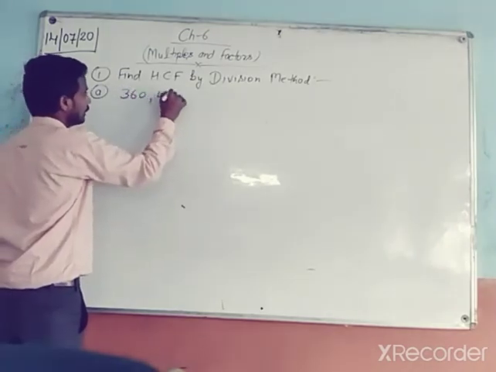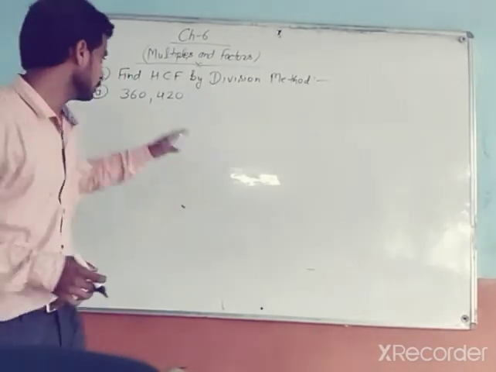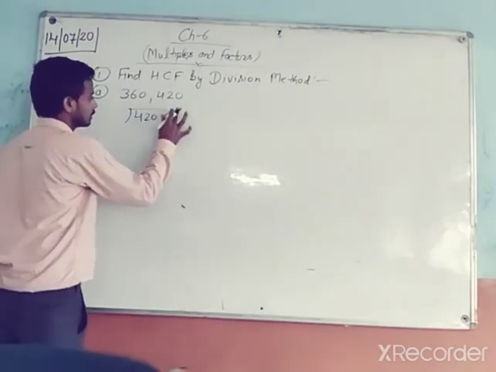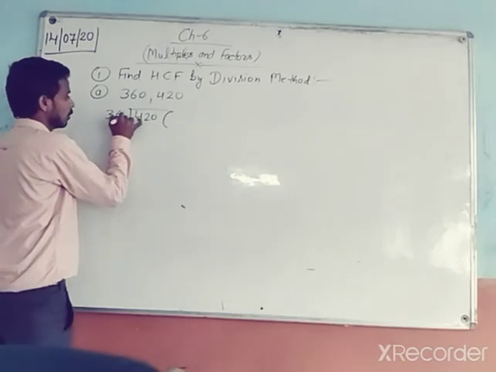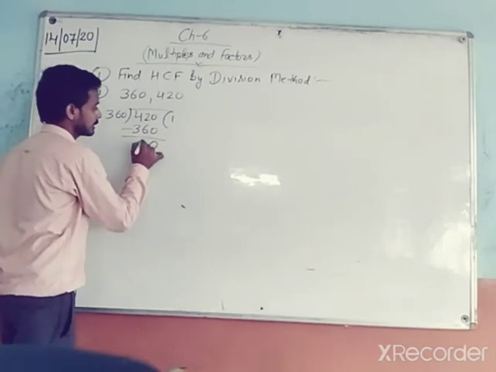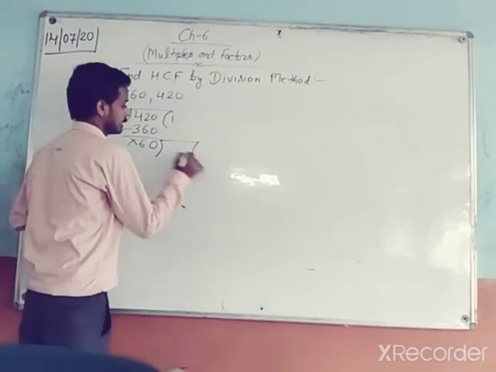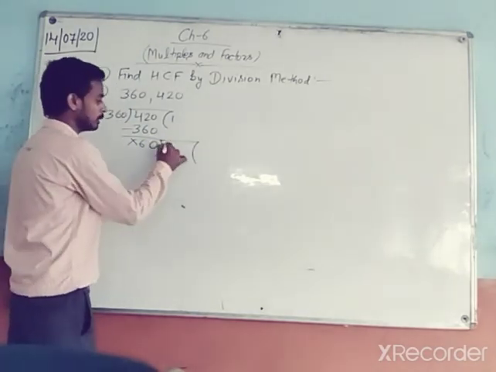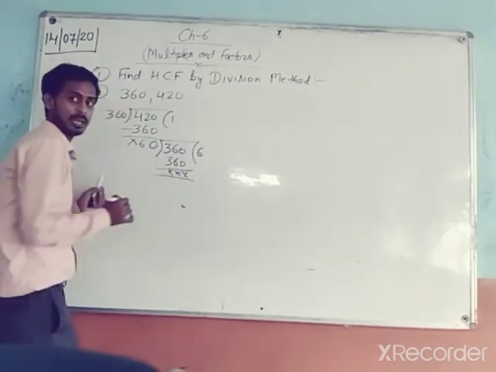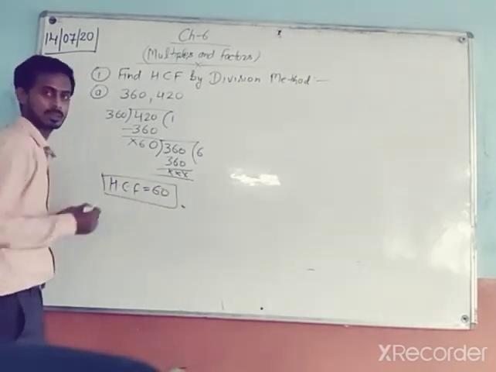360 and 420. Find the SCF of these two numbers. See which number is smaller? 360. So divide the larger number by the smaller number. 360 ones are 360. Now subtract 0. 12 minus 6 is 6. We have 60 as remainder, and 60 becomes divisor for the previous divisor. 360, 6 6s are 360. So the SCF is 60. Clear?